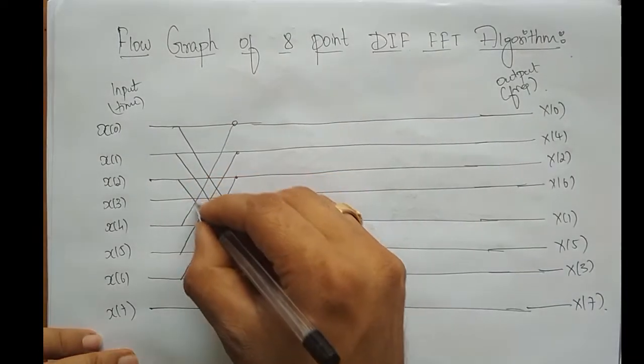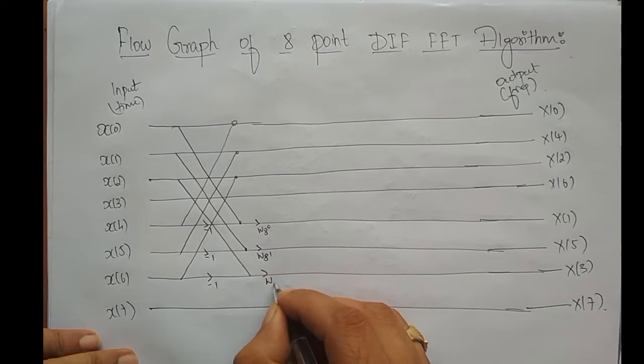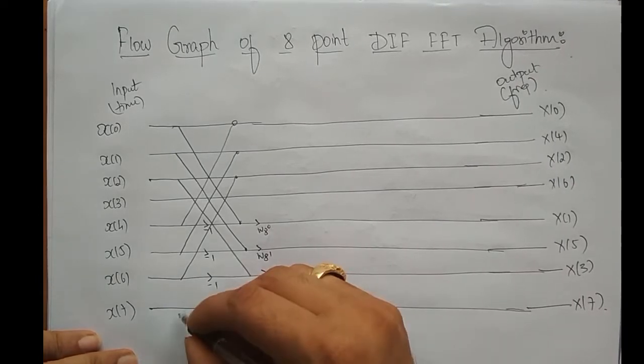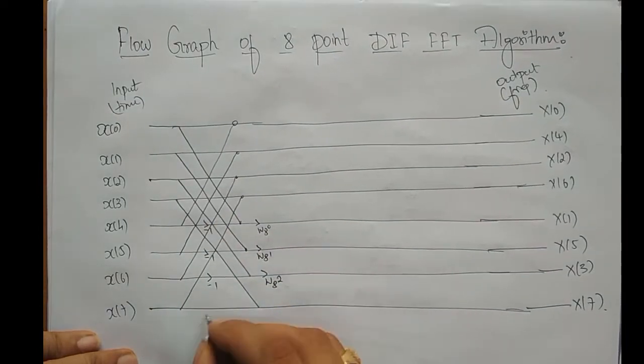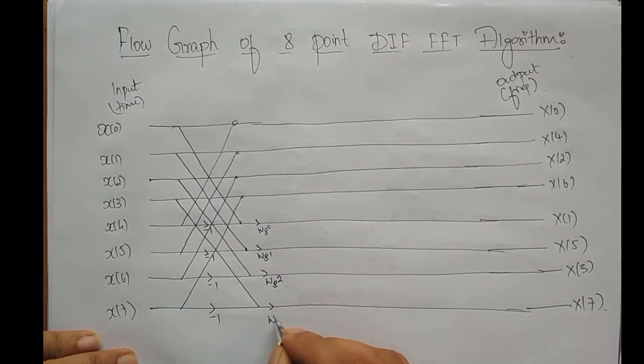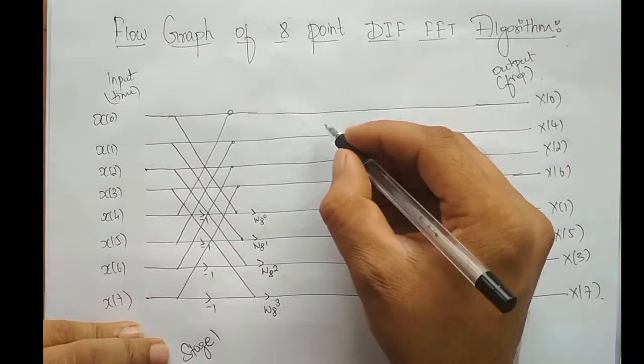Next it is between the third and seventh line. This is -1, this is W8 power 2. This is -1 and this is W8 power 3. So this is stage 1. So second stage.